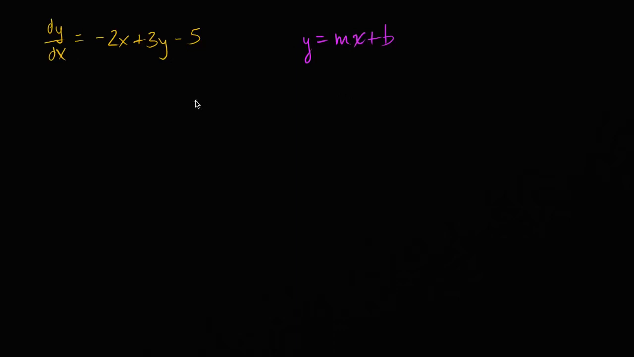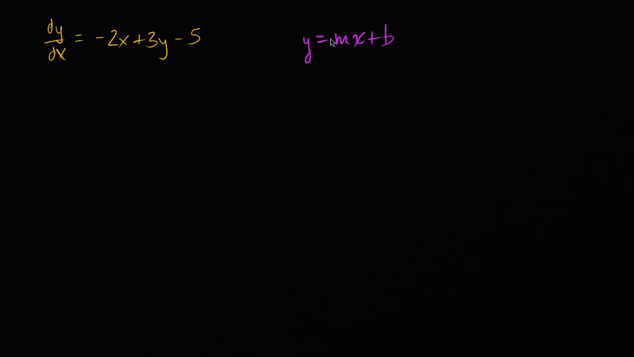What I now encourage you to do is pause the video and see if you can do it. So I'm assuming you have paused it and had a go at it, so let's think this through together. We have to figure out some m's and b's here. This is telling us that if we were to take the derivative of mx plus b with respect to x, that should be equal to negative 2 times x plus 3 times y. Well, we know y is this thing, minus 5. And that should be true for all x's.